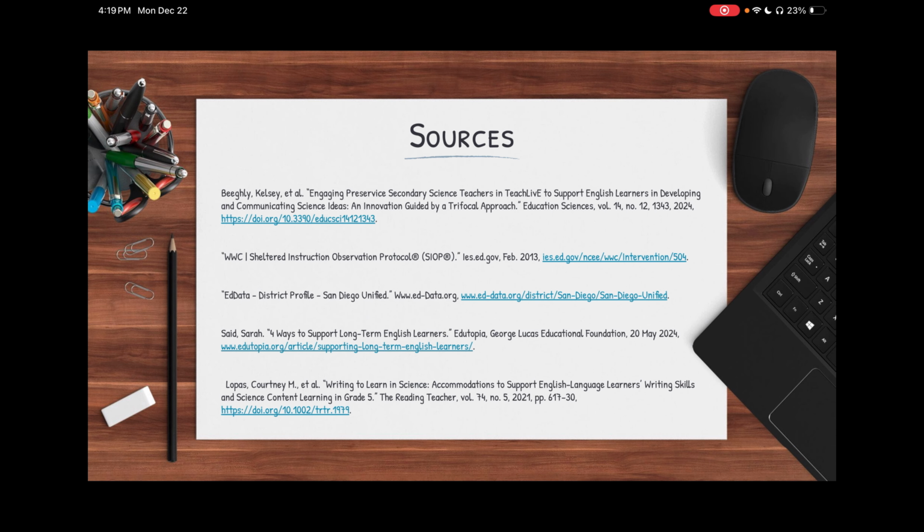Some were provided to find the education data for San Diego Unified, and some were for the action slides and what we could do to better prevent this. They are listed here if you need ideas for what you could do in your classrooms and stuff like that.